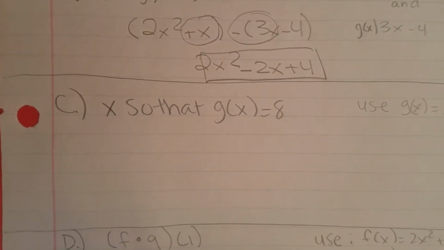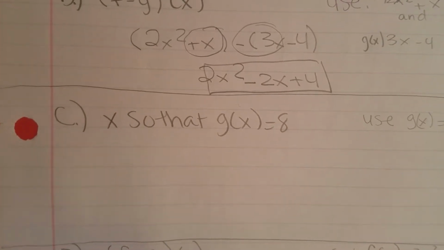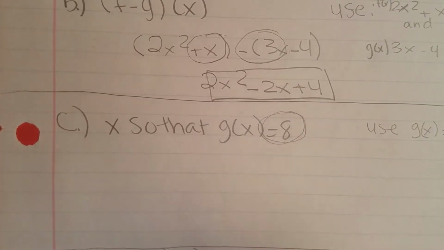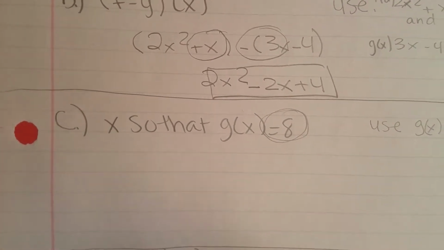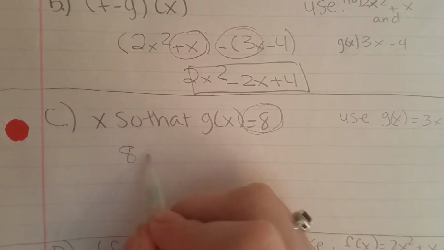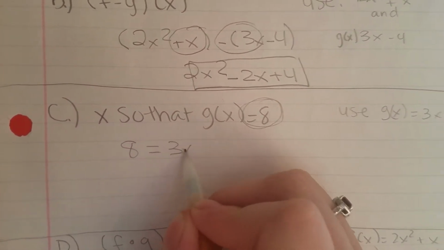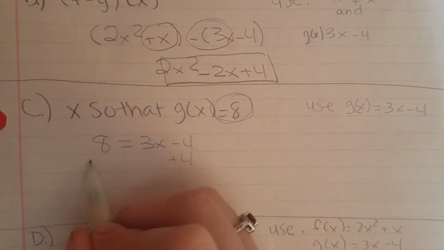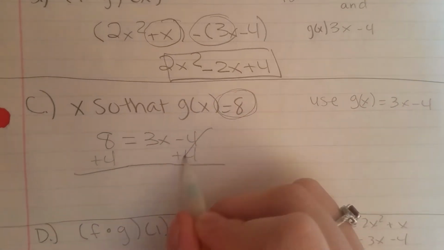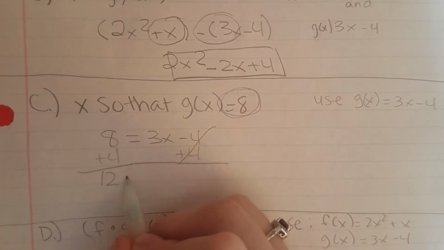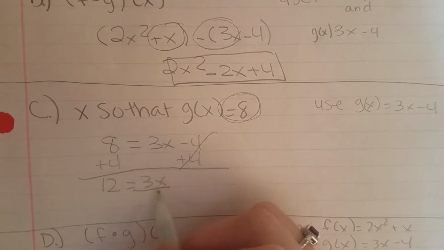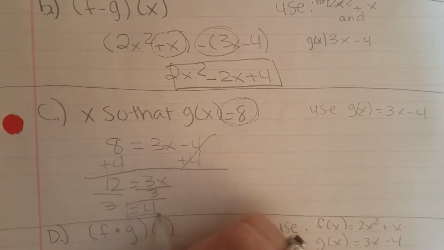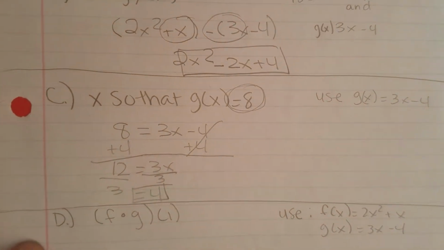Moving on to C, we are trying to see when g will equal 8 and what x has to be. So 8 equals 3x minus 4, which we are given here. We add 4, add 4, so that cancels. We get 12 equals 3x. Divide by 3, divide by 3, and we get 4. So x equals 4 for that equation.